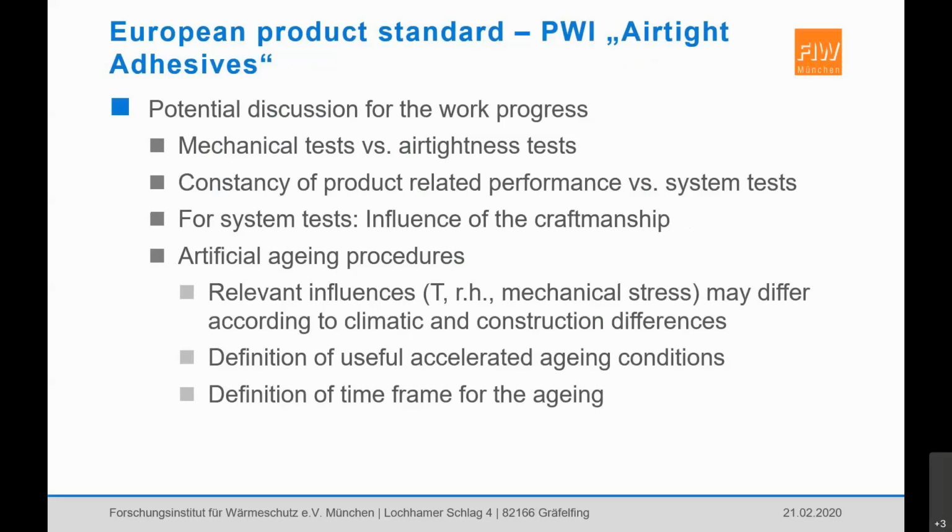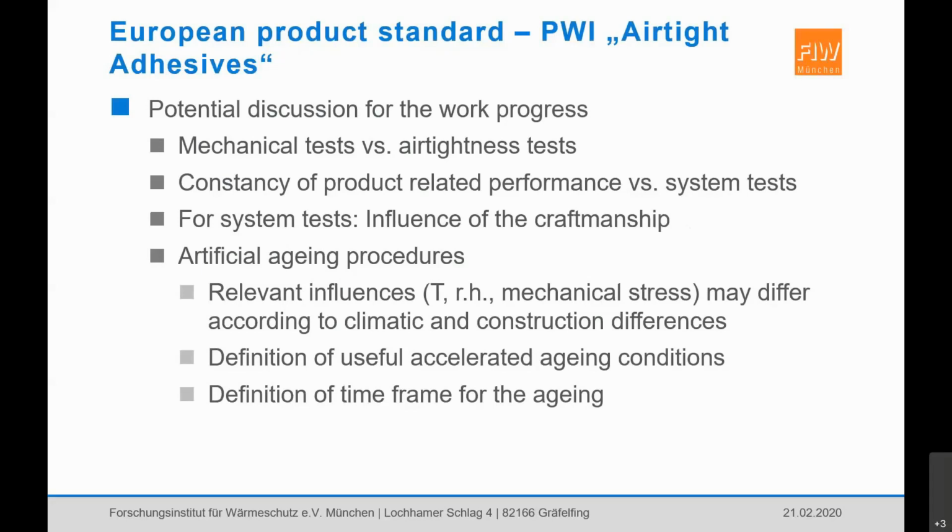Many of these questions were already raised in the questions based on the previous presentations today. We have the principal differences between the mechanical tests chosen in the German product standards and the real air tightness tests. In my opinion, the aim should be to define test methods useful for all kinds of products. Then the question also already came up: product-related tests versus system tests.